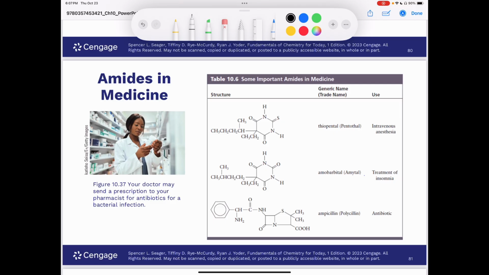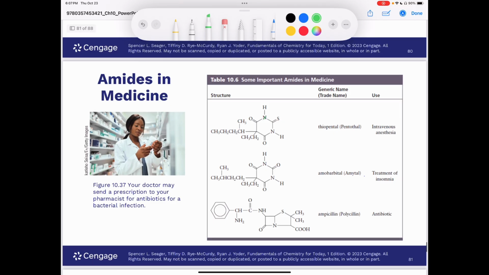So we see we have thiopental, and we can see that we have an amide here and another one here, and that's used as an anesthetic. The next compound is amytal or amobarbital, and again, you can see you have an amide here, you have an amide here, and it kind of looks like you have an amide here, but anyhow. And so that's used for the treatment of insomnia. The last compound is an antibiotic. It's ampicillin, and you can see that we have an amide here in the compound. And so if you start looking around at prescription drugs, you'll notice that many of them will have amides in their structure.